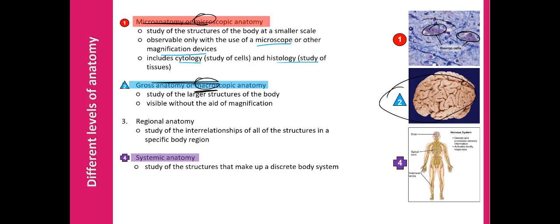And so what you can see is you can kind of see whether it's normal looking at a macroscopic level, whether there's enough peaks and valleys in the brain that we'll talk about later when we get to the nervous system, whether it looks normal, whether the size and shape of the brain is normal or not. And then the third level up is regional anatomy.